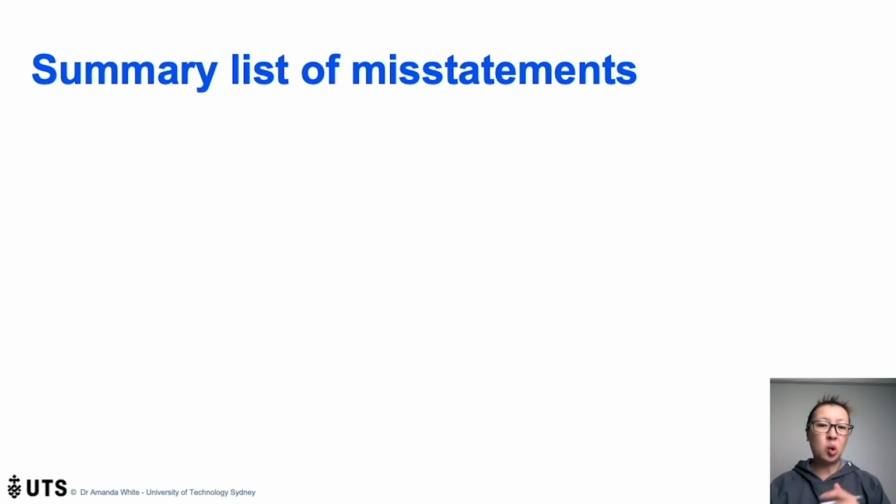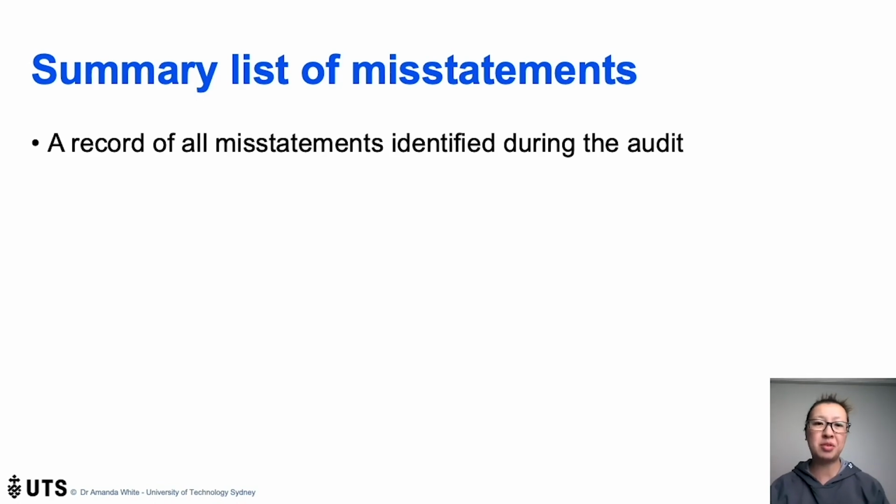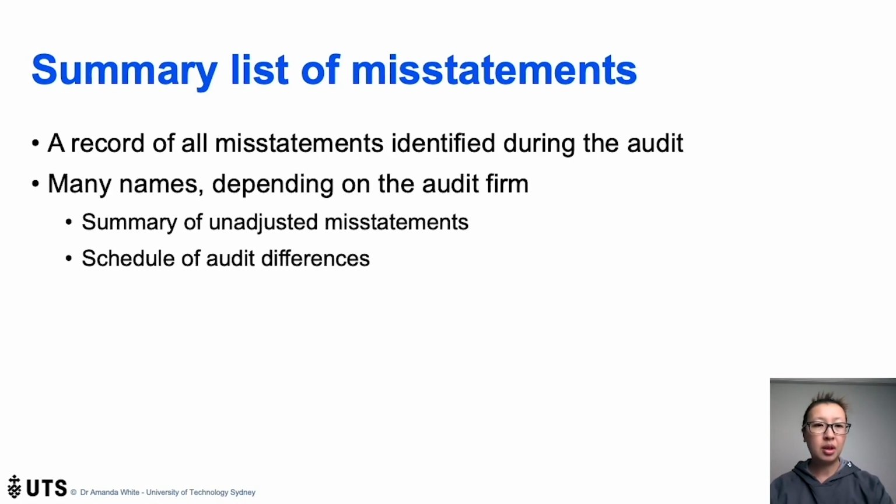So one thing that auditors will create is something called a summary of a list of misstatements, or it could be a schedule. It has a number of different names, but it's essentially a record of all of the misstatements identified during the audit process. So the many names could depend on the audit firm. I've seen things like a summary of unadjusted misstatements, and then of course after we negotiate adjustments, it'll become the summary of adjusted misstatements. There's things called schedules of audit differences, summaries of audit misstatements, as long as it's something along those lines. I'm going to add some samples of schedules of audit differences into the class notebook so that you can have a look at what they look like.